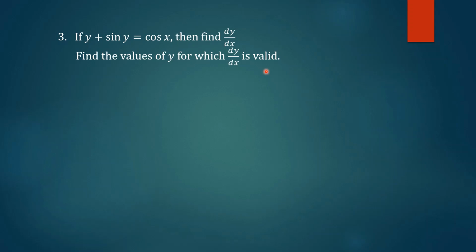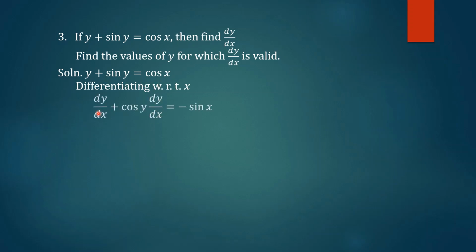So come to the solution of the problem. First we write the given function: y plus sin y is equal to cos x. Then differentiating with respect to x. The differentiation of y is dy/dx, the differentiation of sin y is cos y times dy/dx, and the differentiation of cos x is minus sin x.